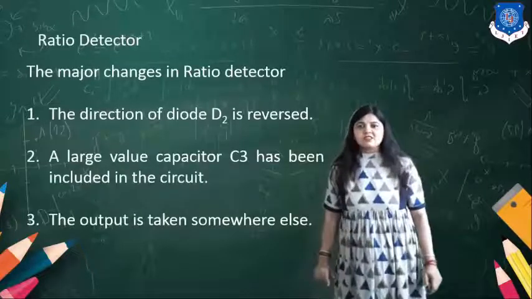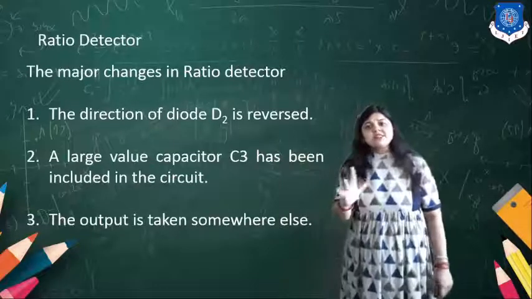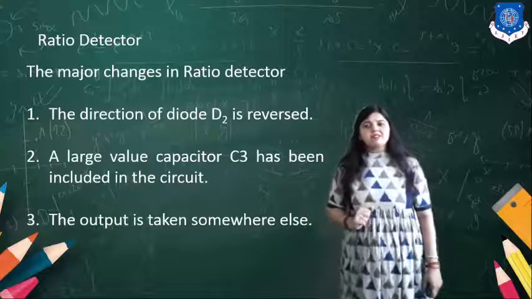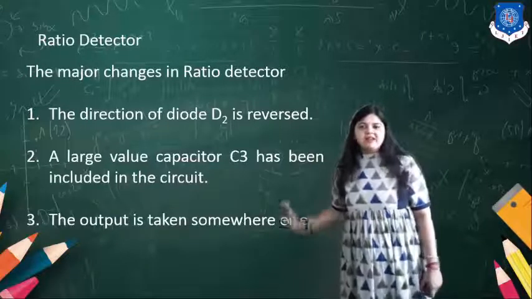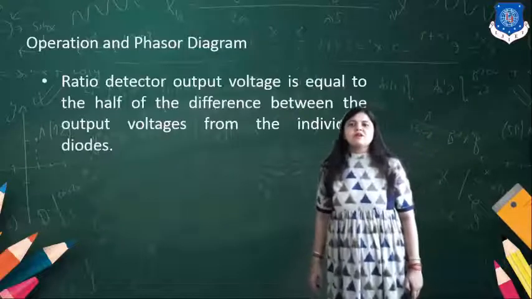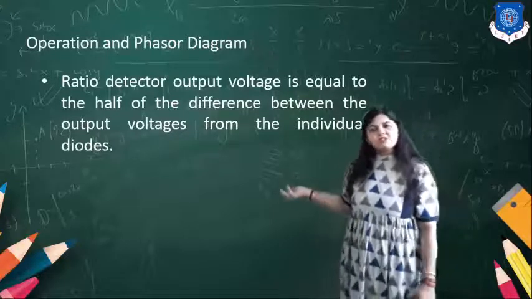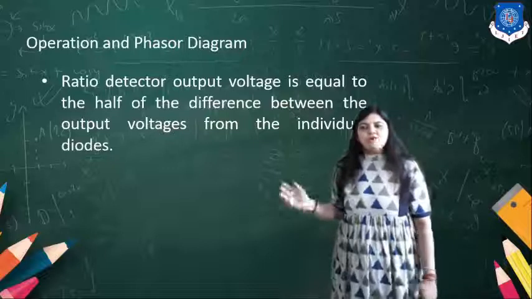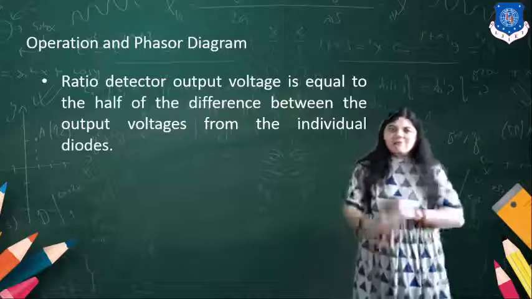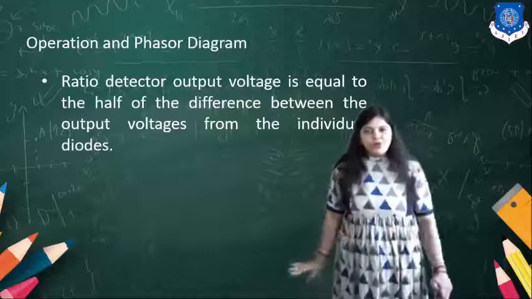So the major changes that we provided in the case of the ratio detector are, first, diode 2 is reverse biased. The second is that a large value capacitor C3 is included, and the output is taken somewhere else. So the ratio detector output is equal to half the difference between the output voltages from the individual diodes. Again, you know that the secondary divides the voltage equally between the upper half and the lower half.